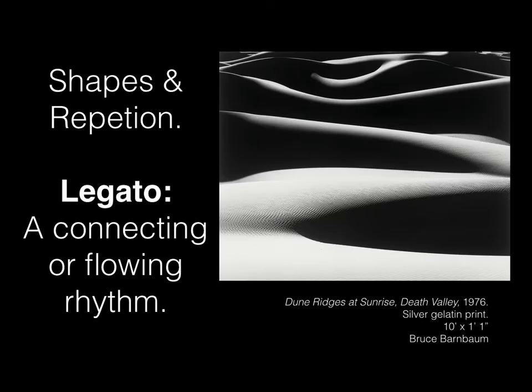Okay, shapes and repetition. So legato is a type of rhythm. It is a connecting or flowing rhythm. So in this piece, which is a photograph that we see over here of dune ridges at sunrise in Death Valley from 1976 by Bruce Brownbaum, we can see that there's kind of this undulating feeling when we look at these dunes and the way that they rise up and go down and the shadow that's created in that morning sun. It feels like you can almost see infinitely into that space, and it's very calming and relaxing because there's this flow or movement that's really natural throughout the space.